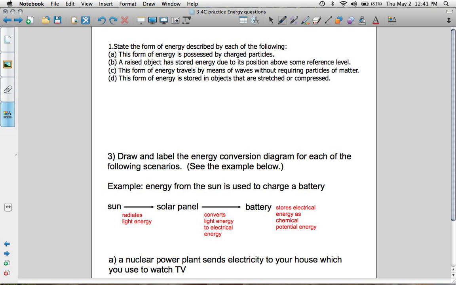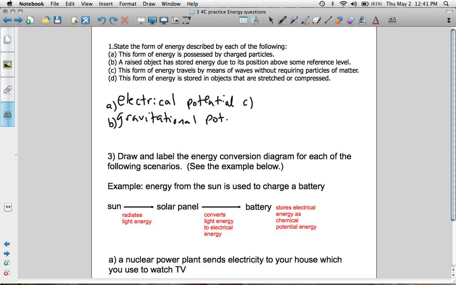Next question. Up here it says state the form of energy described. So we just have to identify it. This form of energy is possessed by charged particles. Charged particles would be electrical potential. They have the potential to discharge. A raised object is gravitational potential, so that's A, that's B, C.